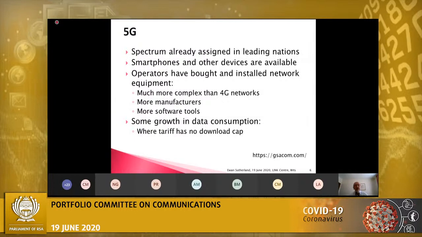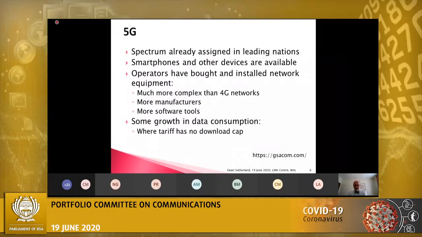There's some growth in data consumption. You know, there are crazy people in Finland and in South Korea who are using really very large volumes of data. But again, these are people who've got no cap on the download, and they're consuming fairly large volumes of data. We don't think that's going to bring any new revenues for the operators. The operators are going to get their revenues from industrial applications, Internet of Things, rather than people watching Netflix or using WhatsApp.